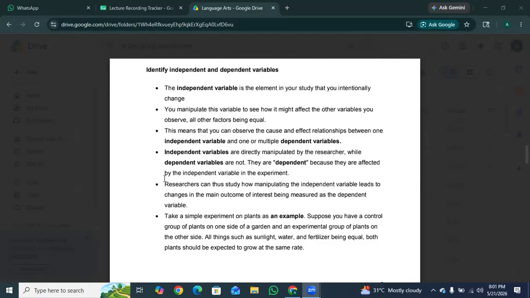Like the key point is that it is called dependent because its result depends entirely on the changes you made to the independent variable. It is a final outcome. And the one thing about independent variable is that only the researchers control this. It does not depend on anything else in the experiment. Whereas dependent variable depends on the changes you made to the independent variables. It is the final outcome.